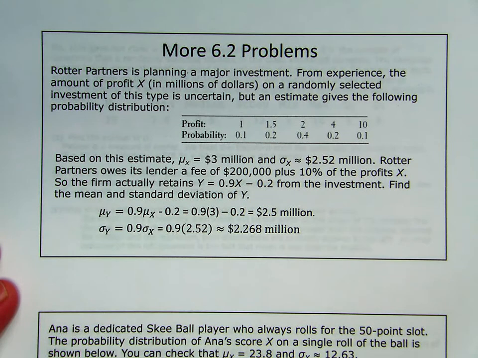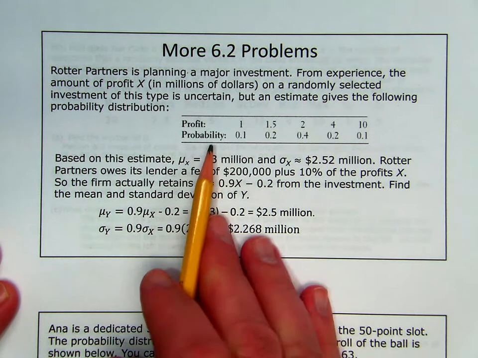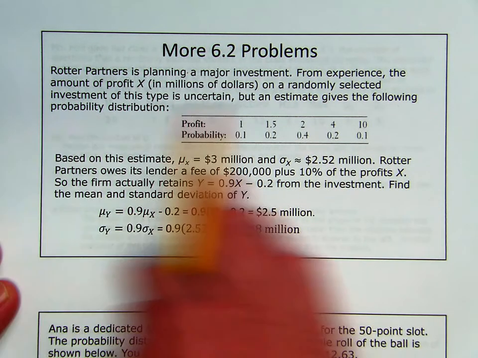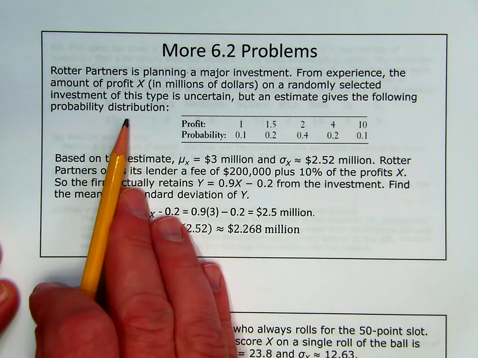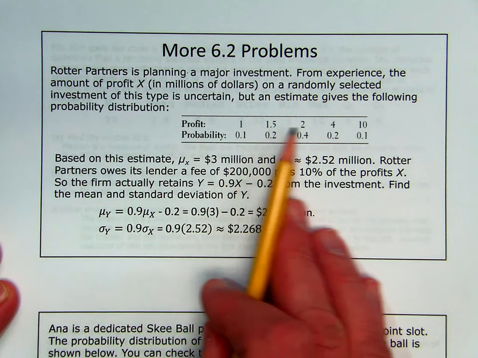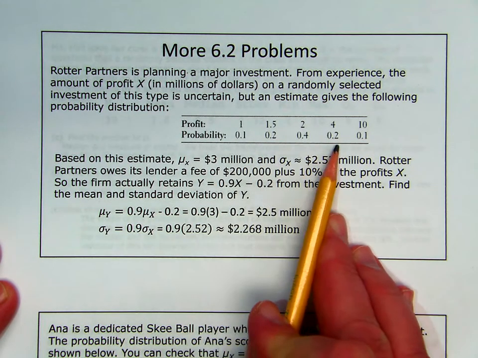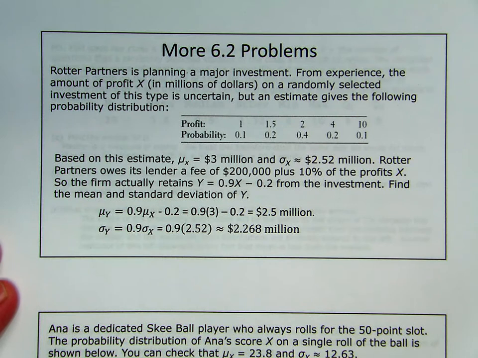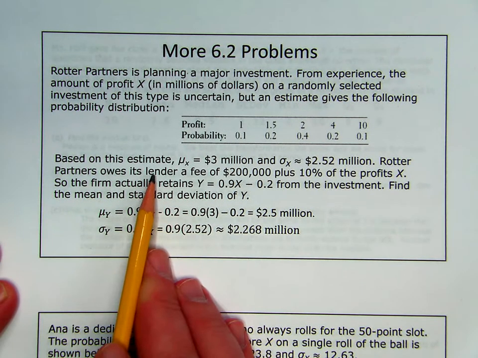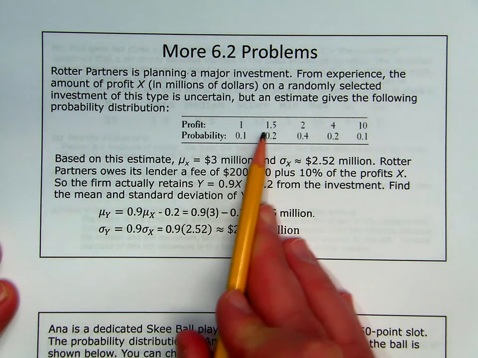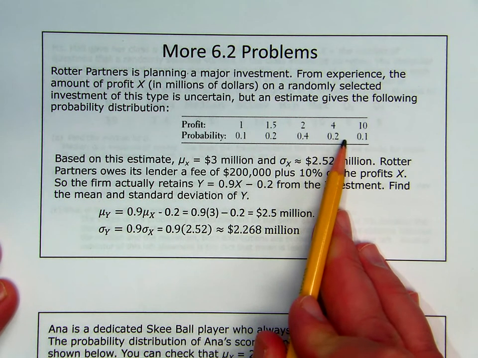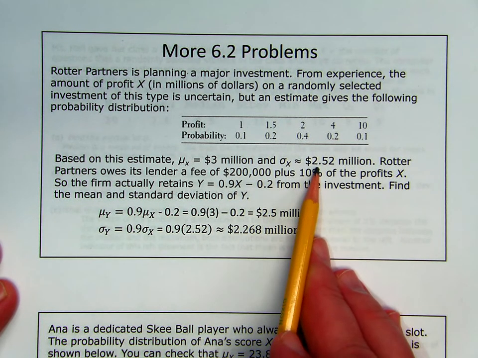Rotter Partners is planning a major investment. From experience, the amount of profit, X, in millions of dollars, on a randomly selected investment of this type is uncertain, but an estimate gives the following probability distribution. So this is the profit in millions of dollars and what the probability is of obtaining that profit. Based on this estimate, the mean is 3 million, and again, you could figure that out through one variable statistics on your calculator if they didn't give it to you, and the standard deviation is this.